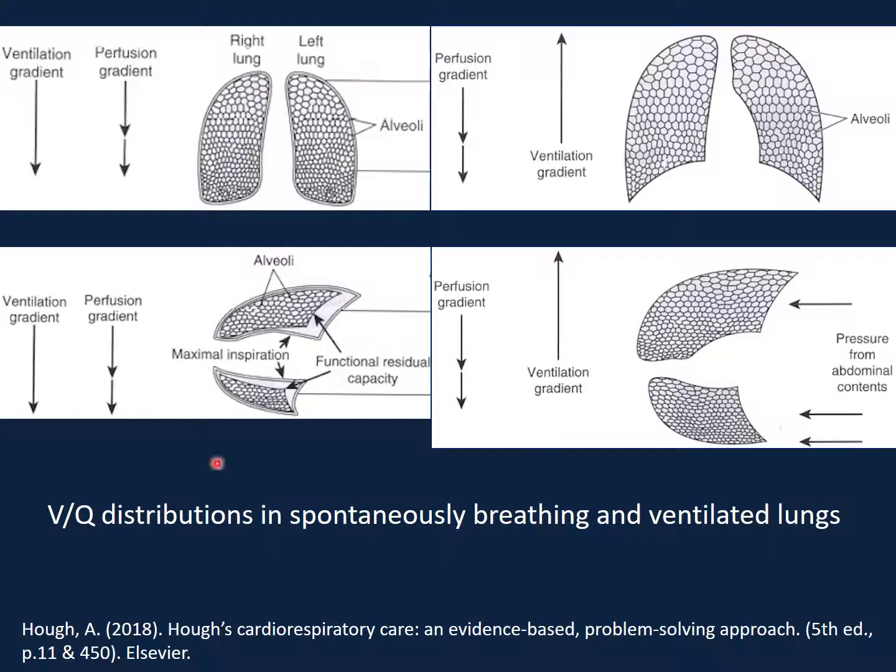Okay, so if you remember this from PTY 2001, this graphic on the left refers to spontaneous breathing, the VQ distribution. Okay, so your diaphragm actively descends, flattens, and therefore creates negative pressure within here, and therefore air goes in here very, very easily. So more ventilation down here, in terms of a spontaneous breathing patient.